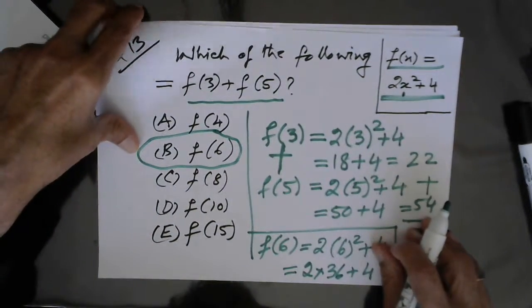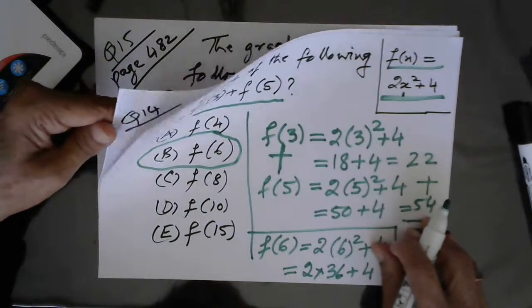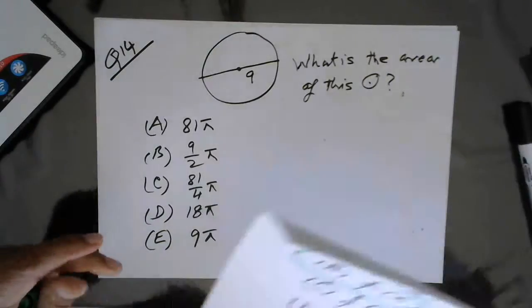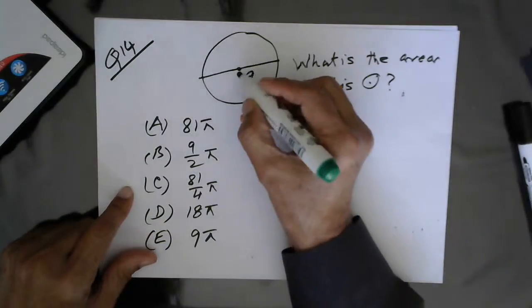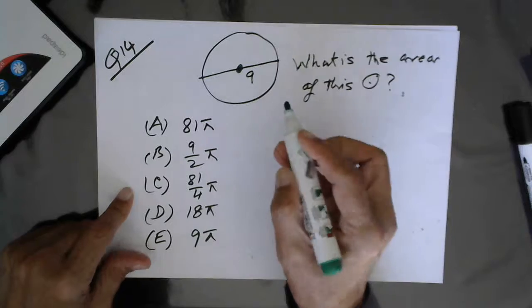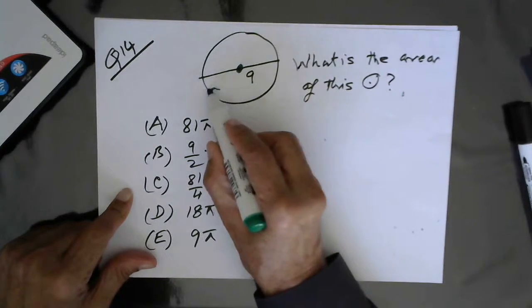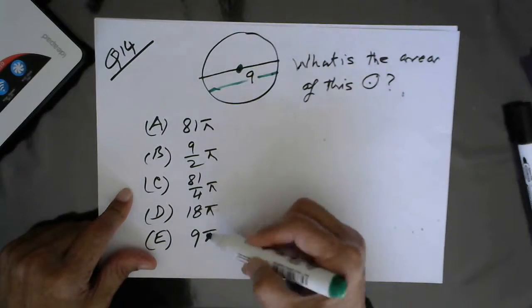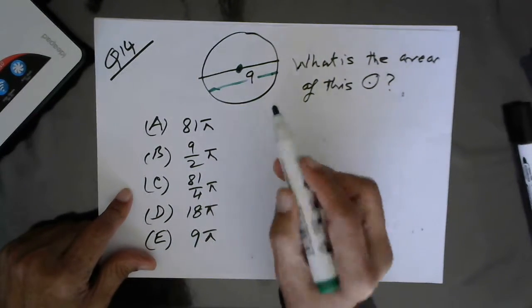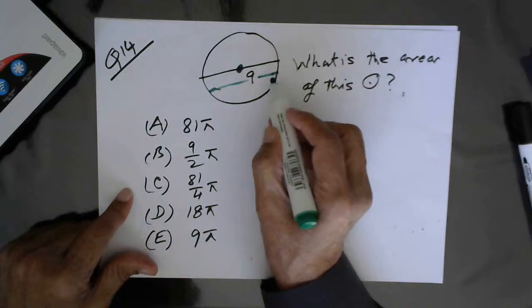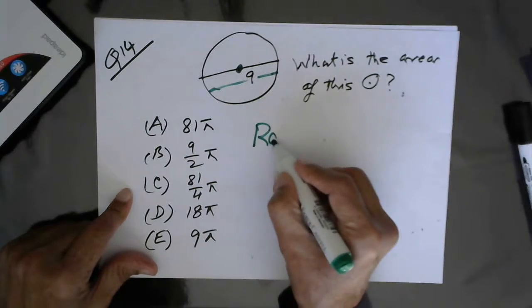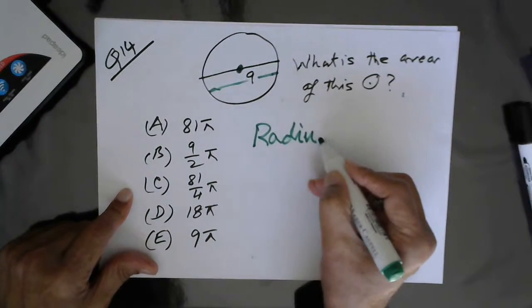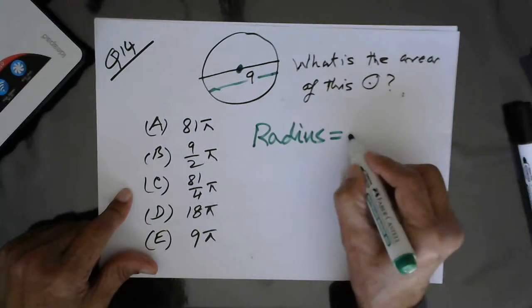Well, that was question number 13. Let us move on to question number 14. Question number 14 says that the diameter of a circle is 9. This is the diameter. Which of the following is the area of this circle? Okay. Now, because the diameter is 9, the radius would be 9 divided by 2.